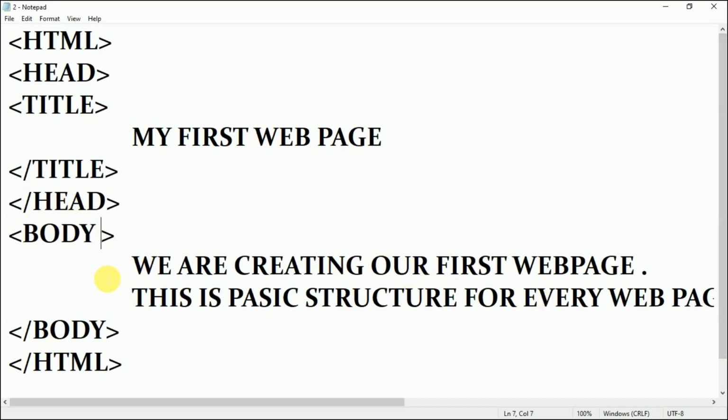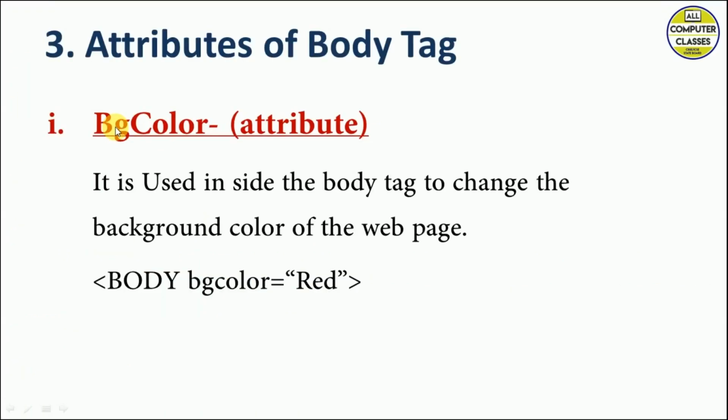To define certain things about the body of the web page, we can use certain attributes, and all the attributes that we are going to study today can be used all together at once. This is the body tag, and these are the body tag's attributes, and those attributes will have values. Let's see what difference it will make to our web page. The first attribute, BGColor.